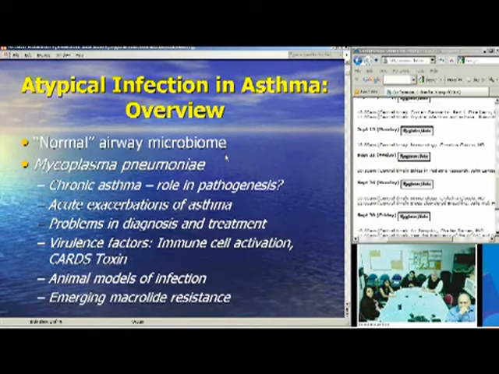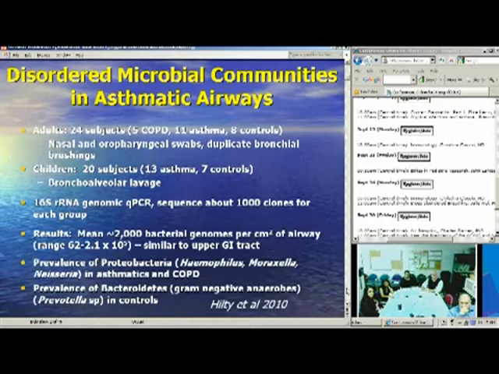I thought I'd just touch on a couple of recent publications and then focus on Mycoplasma pneumoniae, some evidence related to acute exacerbations and a role in chronic asthma, problems in diagnosis and treatment, some information related to what's known about virulence factors for this organism, particularly how it may activate immunologic cells, a newly described toxin which is related to pertussis toxin, animal models of infection that support a role in chronic infection and airway hyperreactivity. And finally, an issue that could become a big problem in the near future in the U.S., emerging macrolide resistance in this organism.